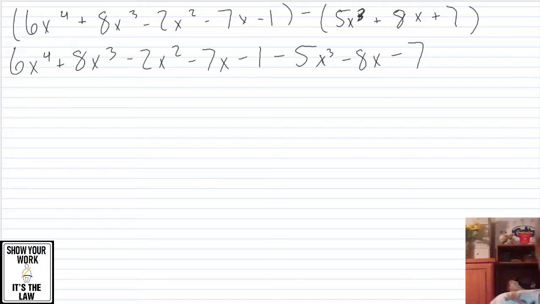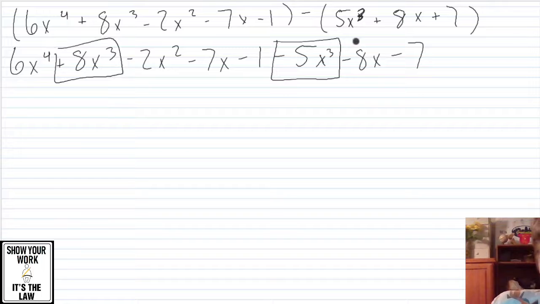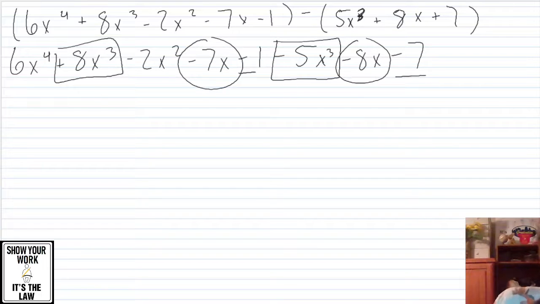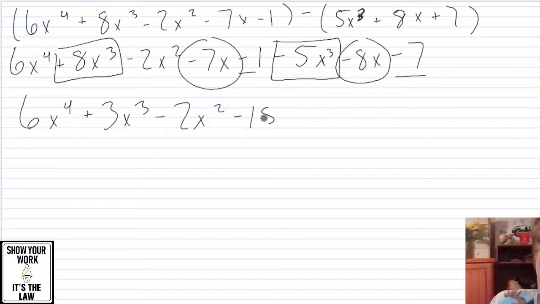And now we're combining like terms. Let's do squares for the 3's, circles for the 1's, and underlines for the others. All right, 6x to the 4th, nothing to combine with. Combine the 3's, that's going to give us 3x cubed. Combine the 2's, nothing to combine with, stays the same. Combine the 1's, negative 15x. Combine the others, minus 8.